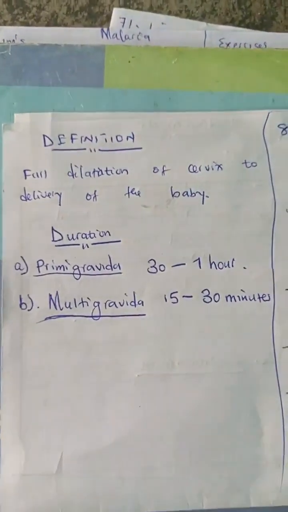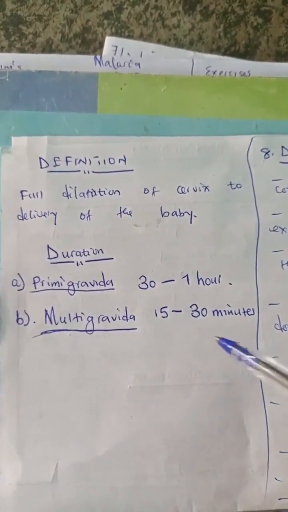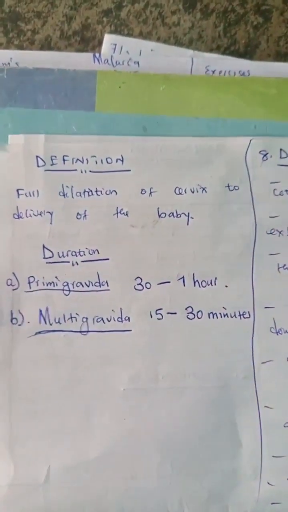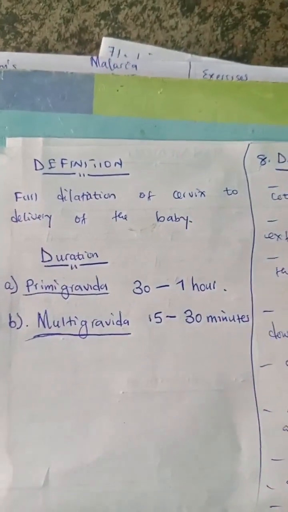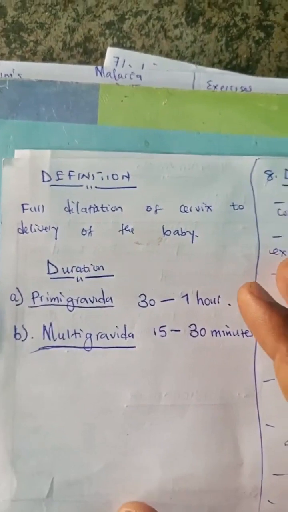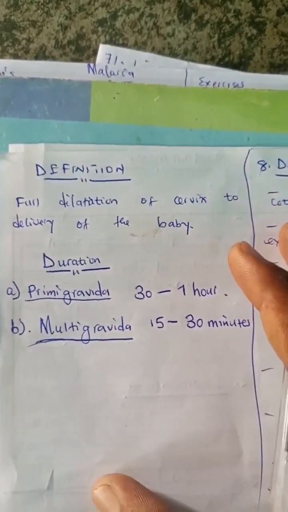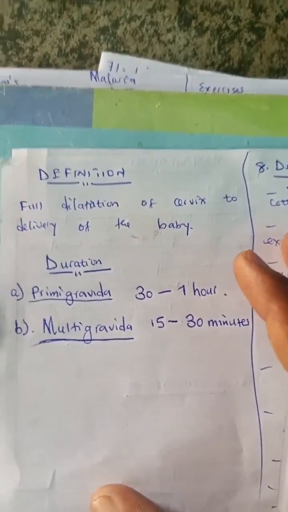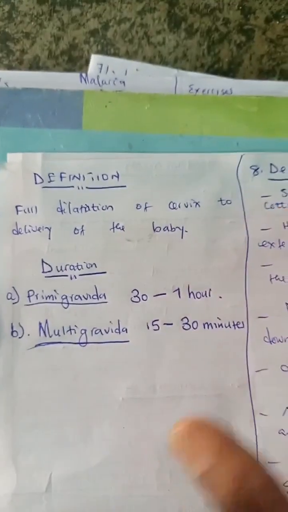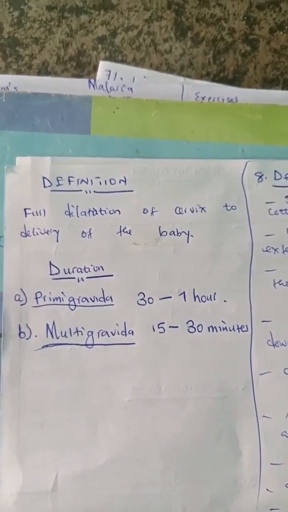In a primigravida, someone who has never delivered a baby before, it lasts for about 30 minutes to 1 hour. Then in a multigravida, it just lasts from 15 to 30 minutes. So second stage of labor is the phase of labor from full dilatation of the cervix, which is 10 centimeters, to delivery of the baby, lasting about 30 minutes to 1 hour in a primigravida and 15 to 30 minutes in a multigravida.